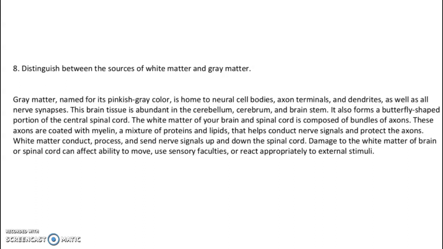So, as we can see, white matter is basically composed of the axons of the sensory neurons and the motor neurons.